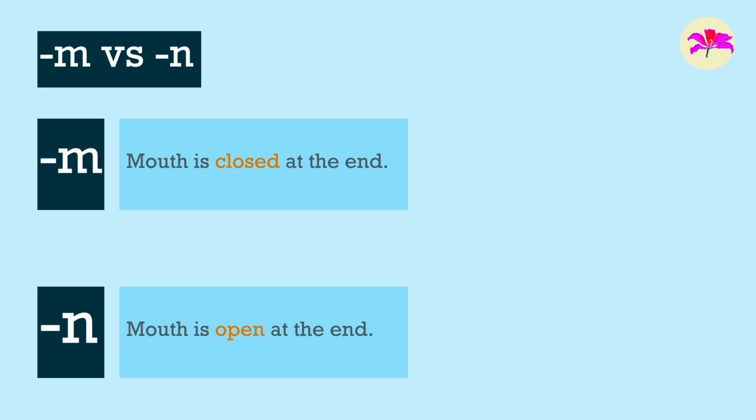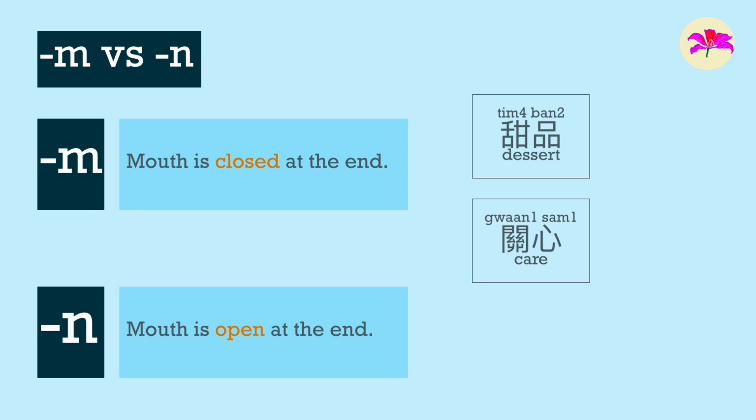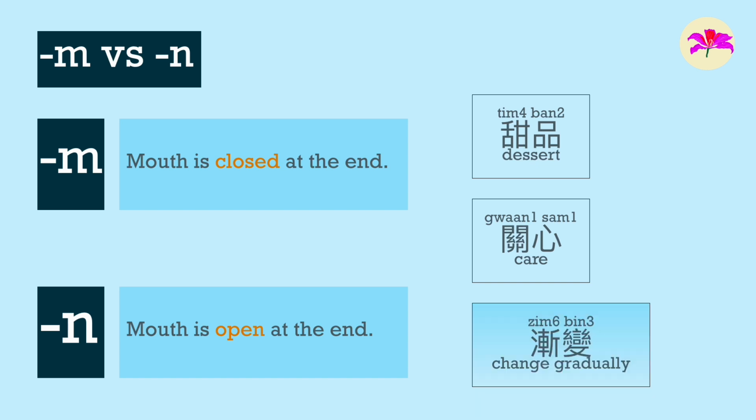We can compare the ending M and the ending N. Let's look at the first example. At the end, we have our mouth closed for the first word and our mouth open for the second word. 甜品 dessert. The second example. At the end, we have our mouth open for the first word and our mouth closed for the second word. 關心 care. The third example. At the end, we have our mouth closed for the first word and our mouth open for the second word. 漸變 change gradually.